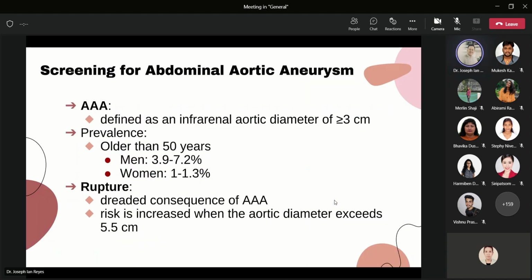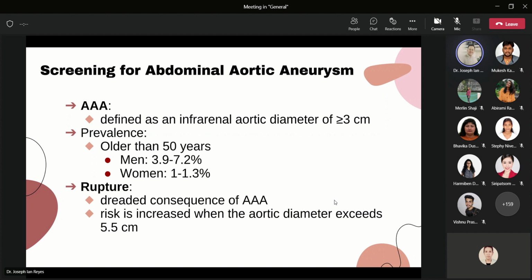So for AAA, abdominal aortic aneurysm is defined as an infrarenal aortic diameter of more than 3 centimeters. Okay, remember, more than 3 centimeters. It might come out in the exam. Prevalence, older than 50 years of age. Men have a higher prevalence than women.